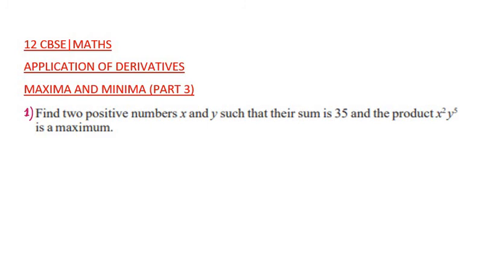Finding f of x in terms of one variable, next solving f dash of x equal to 0 and getting critical points, the fourth is finding f double dash of x, and the fifth is checking the sign of f double dash of x at different critical points, then concluding which is the point of maximum, which is the point of minimum, and also the corresponding maximum value and minimum value according to the sum. That's what we are going to see now.